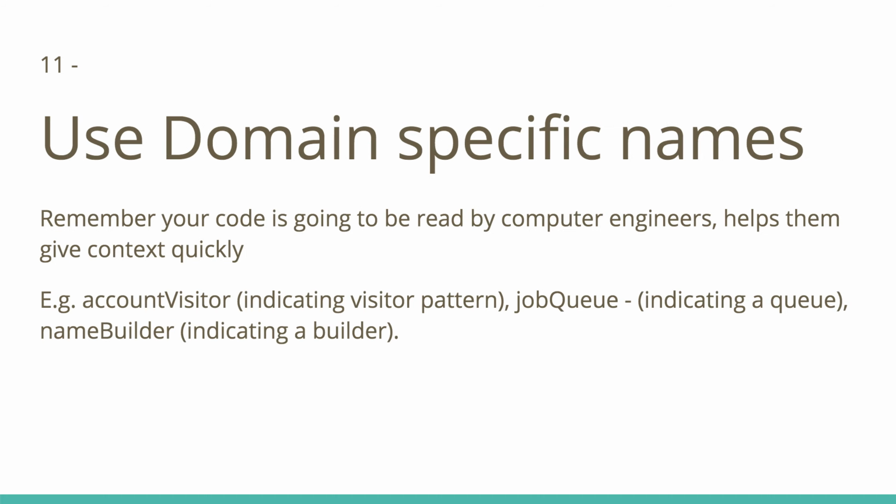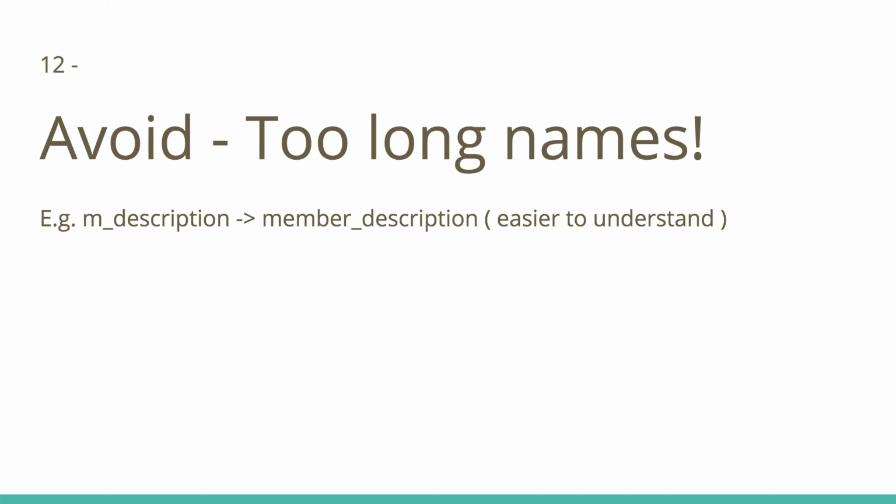And remember, your code is going to be read by software engineers or computer engineers, right? And they would understand the domain. So use domain specific names. And if you're in a specific industry, use industry specific names. So for example, account visitor indicates that it's using a visitor pattern. Job queue indicates it's using a queue. A name builder, using a builder, right? A lot of new engineers might not know this, but it's a good idea for them to know what these patterns are and use things that imply a lot of meaning. So use domain specific names.